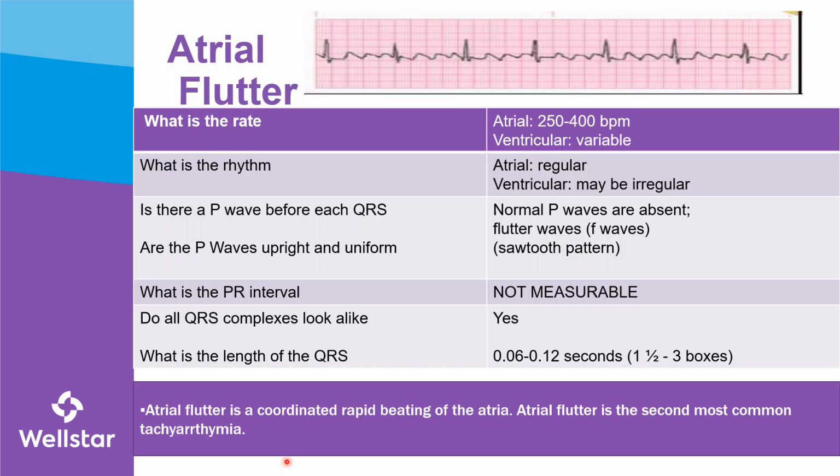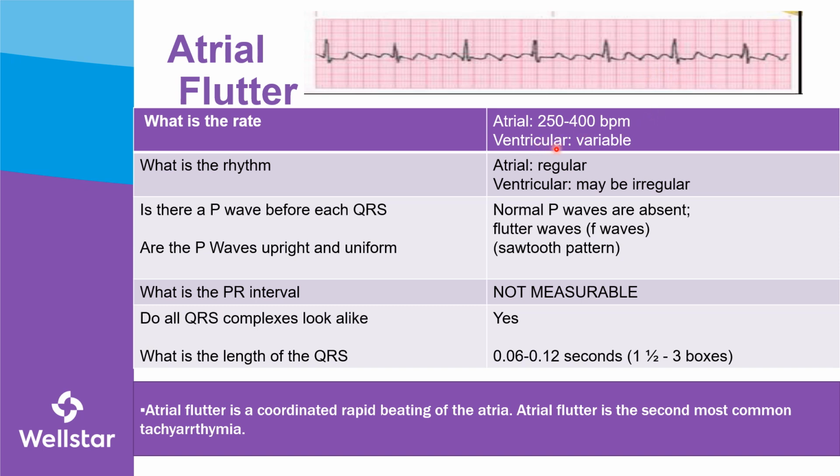Atrial flutter. Not to be confused with atrial fibrillation, atrial flutter is most notably known for having this sawtooth pattern where the P waves would normally be. So you've got these saws here. You'll notice that the QRS complexes are relatively normal. You would say that it looks like there's 3 P waves to 1 QRS complex.